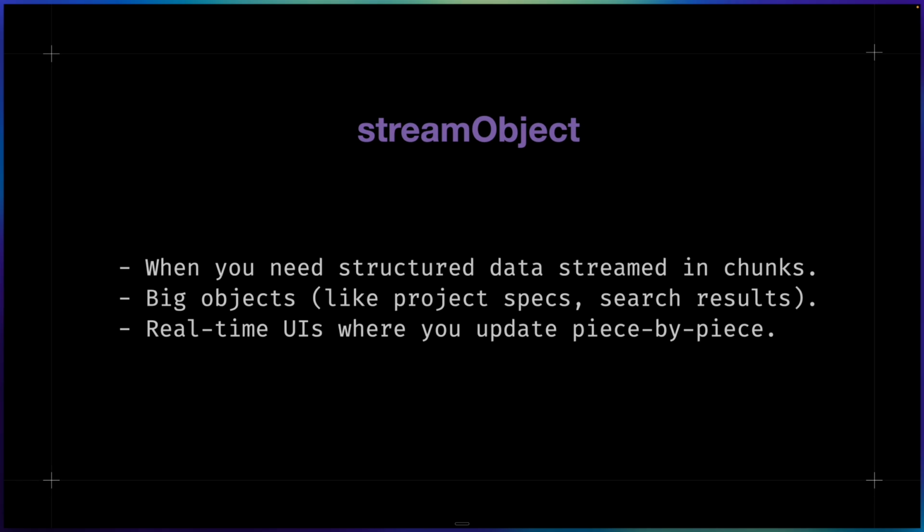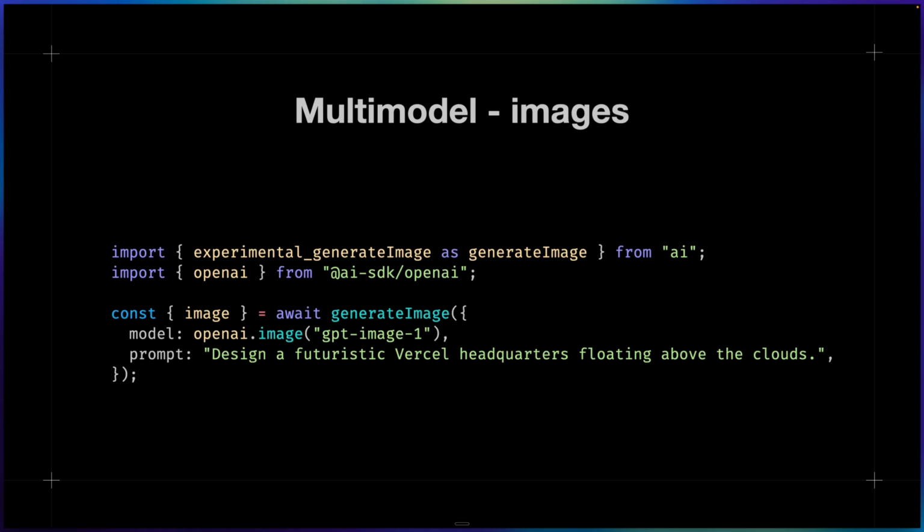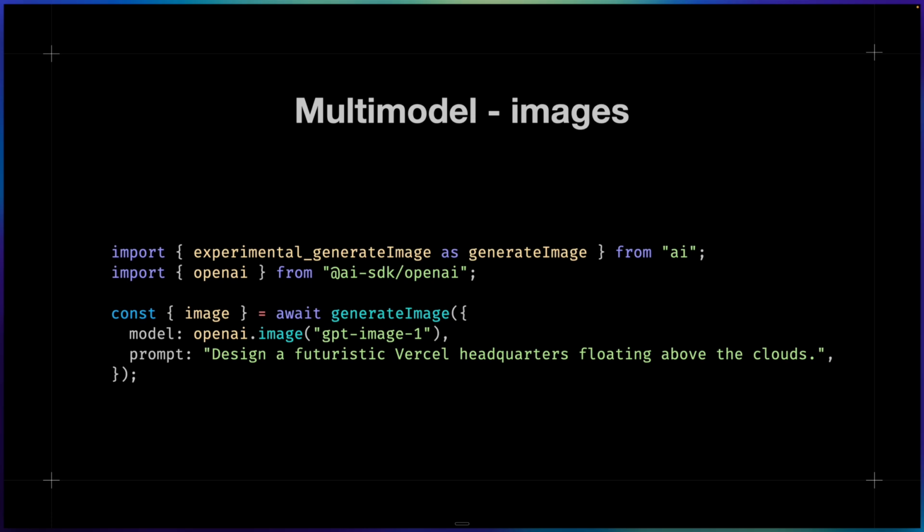So far, everything we covered was text, but today's AI models are multimodal, and Vercel's AI SDK is fully equipped to handle that too. So let's jump into some multimodal capabilities. We'll start with images. The beautiful part is the code stays super consistent. Same structure you've already seen, we've just changed the function to the model to a multimodal model. Minimal changes, maximum results.